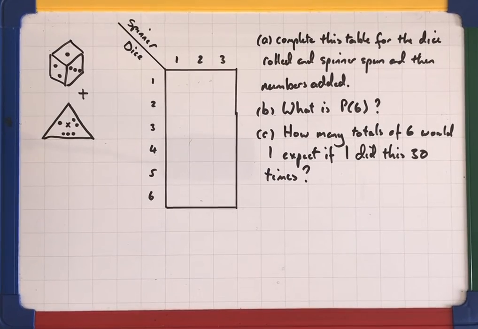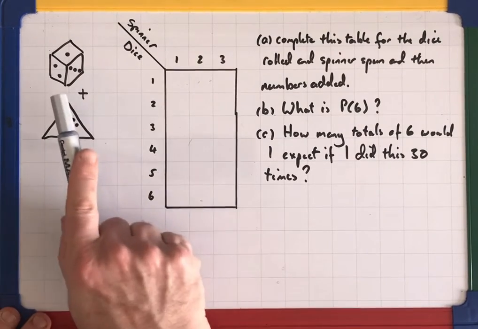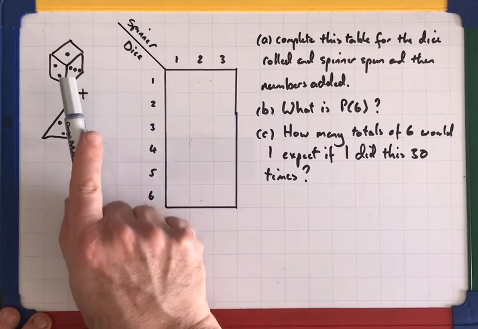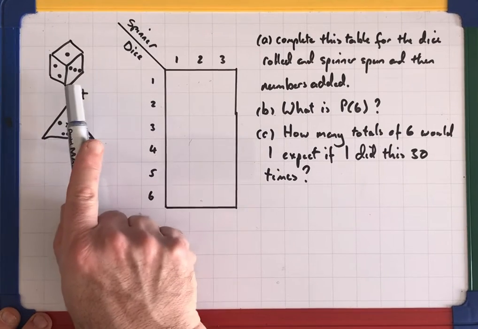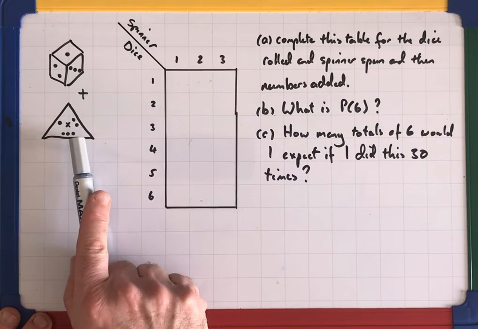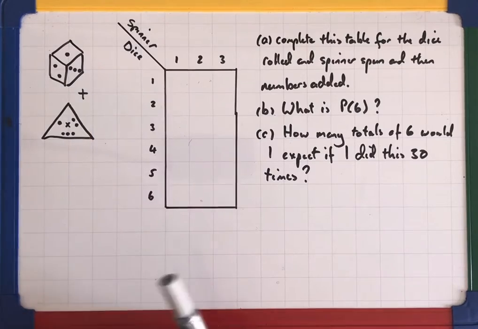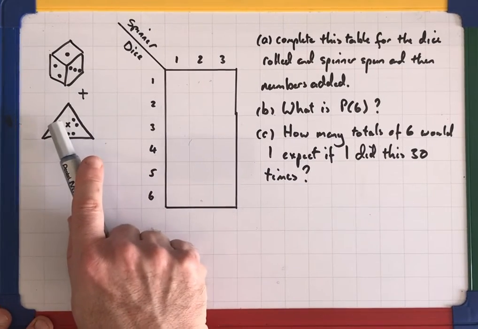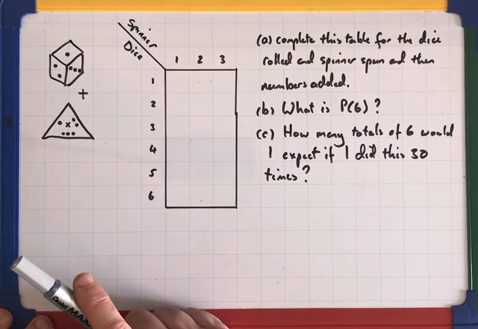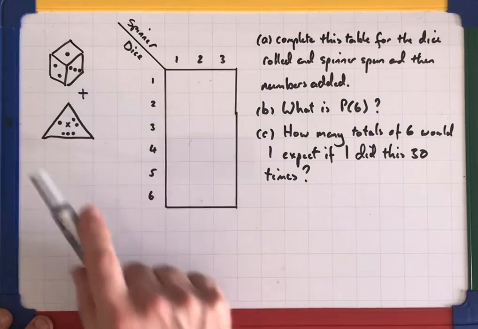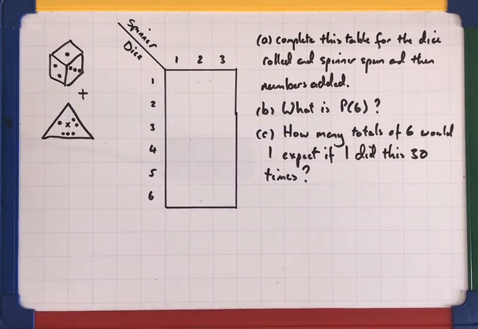Okay, we're going to look at another way of systematically recording results now. What we're going to do in this table is roll this dice and spin this spinner. A dice goes from 1 to 6 and this spinner has 1, 2 and 3 on it. What we're then going to do is add the totals together and record it in here.